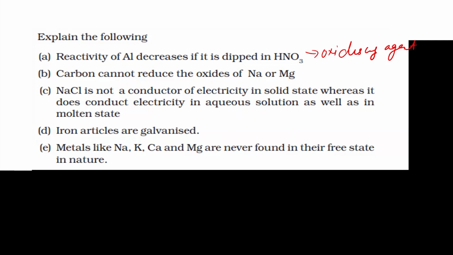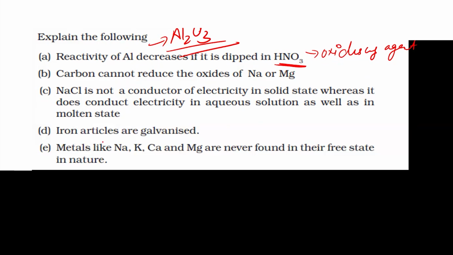When we dip aluminium in nitric acid, a layer of aluminium oxide, Al2O3, will be forming on the surface of aluminium. So as a result, what will happen? Reactivity of aluminium decreases. Very simple, right? So just write down HNO3 is acting as an oxidizing agent. Aluminium will be converted to an aluminium oxide layer on the surface, which will prevent further reaction.